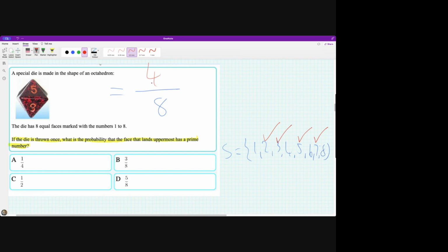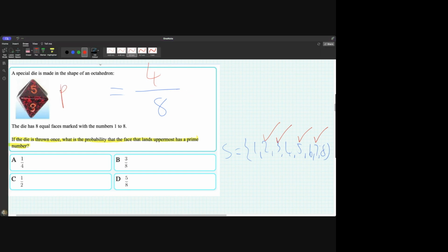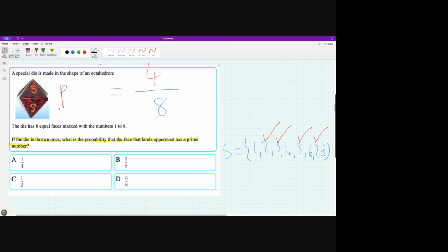So the probability of getting, oh, my screen just changed. Hold on. Let me just, what happened there? Oh, let's see if I can get it. Oh, I got it back. There we go.